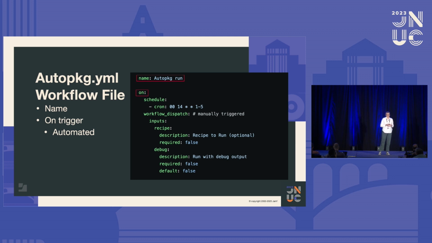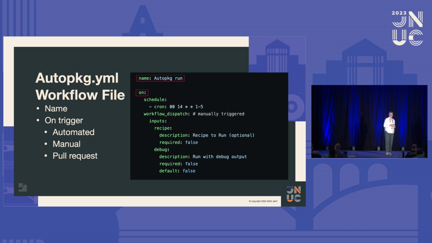And then we have the manual dispatch, called workflow dispatch. This allows you to run an individual recipe versus running your entire recipe list file, which comes in handy when you're trying to debug issues with a specific recipe. You also can run with or without debug mode, and debug mode disables Slack notifications if you have that integration set up and adds a more verbose output to the logs.